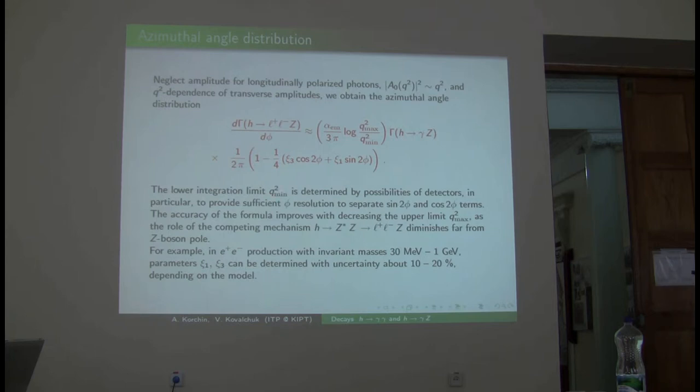For the minimal invariant mass, apparently we have to think about the detector, for example at the LHC, and this minimal invariant mass can be about 50 MeV, for example. It cannot be less than 50 MeV because otherwise we cannot define a plane of leptons. On the other hand, it cannot be too large because we would like to have a value of 0 at Q squared equal to 0. For the maximum value, it also has to be studied more precisely, but our estimate is 1 GeV. And at 1 GeV, the accuracy of this equation is about 10-20%, depending on the values of xi1 and xi3.